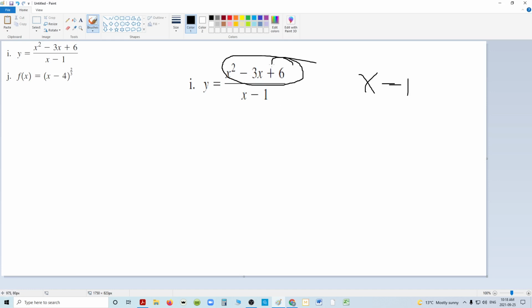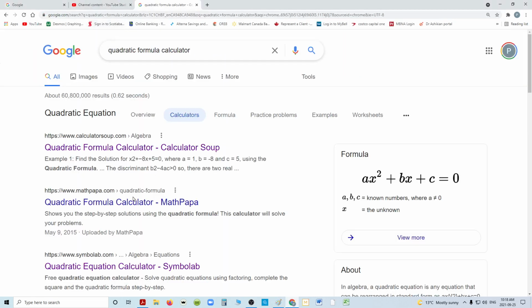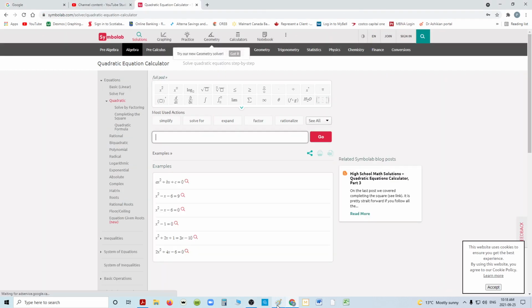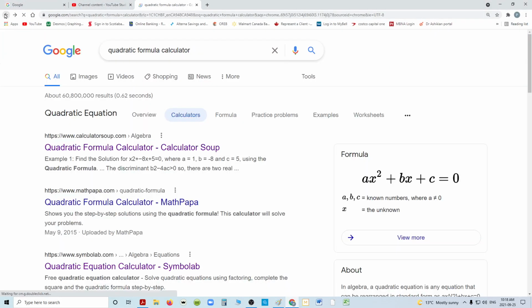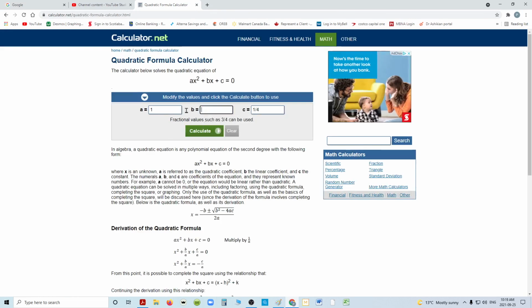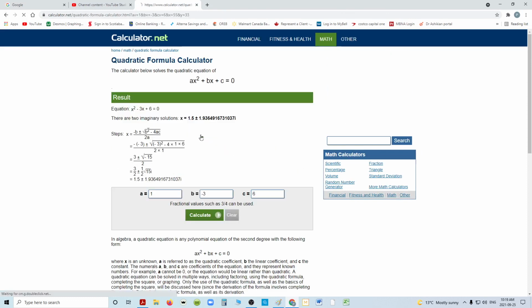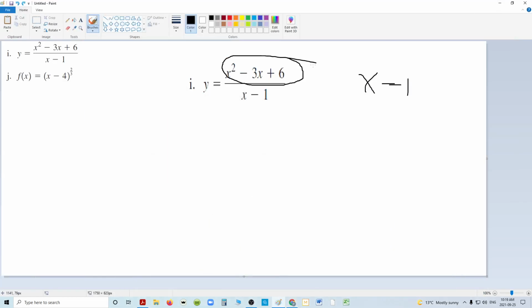So you're not going to be able to factor that really well. I think it's minus... you're going to have to take the quadratic formula calculator. And when you put in those values of 1, minus 3, and 6, you discover that there's only imaginary results, which means that this will not cross the x-axis.